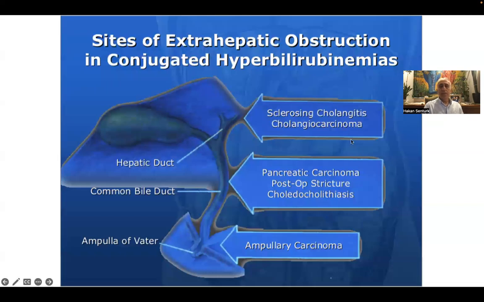For example, sclerosing cholangitis affecting bile duct, cholangiocarcinoma, pancreatic carcinoma, bile duct stones. Stone disease is very frequent. Actually, gallbladder stones are found in 20% of the population. So it will be diagnosed 1 in 5 in their lifetime. And in 20% of these patients with gallbladder stone, there will be stone in common bile duct as well.